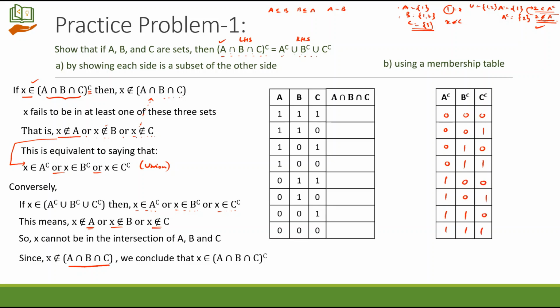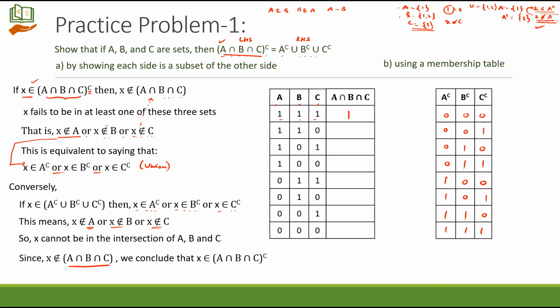Now we will solve for A intersection B intersection C. Only when you solve this can we find the complement. What is A intersection B intersection C? The element has to be present in all the 3 sets. Only in this place you will have 1 everywhere. It means X is present here, X is present here, X is present here.